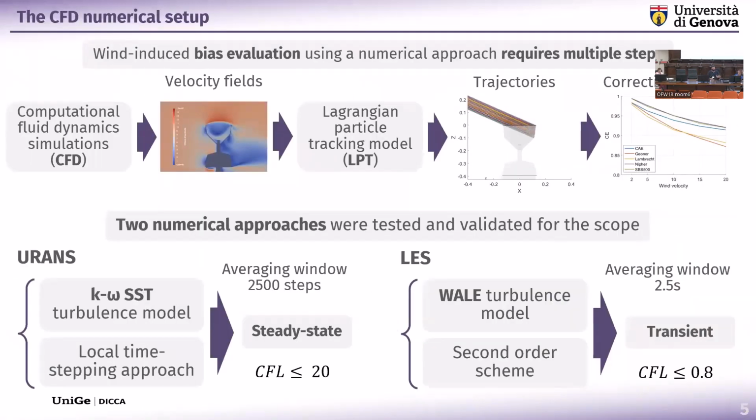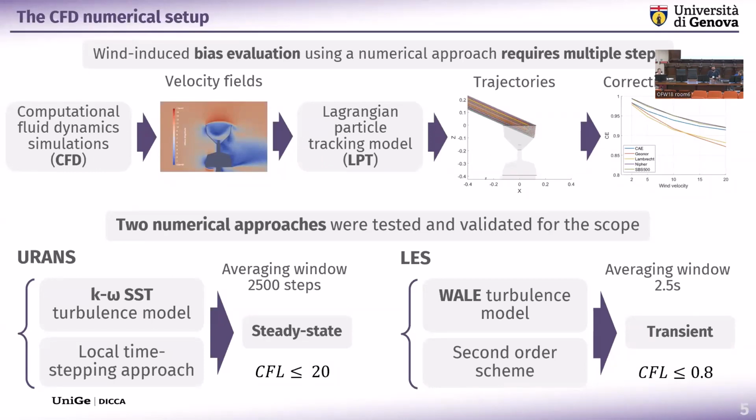The evaluation of the wind-induced bias requires several steps. Using computational fluid dynamics, we can evaluate the wind velocity field of the gauge immersed in a wind field. Then, using Lagrangian particle tracking, trajectories of incoming hydrometeors can be computed, and by the analysis of those trajectories, correction curves are obtained.